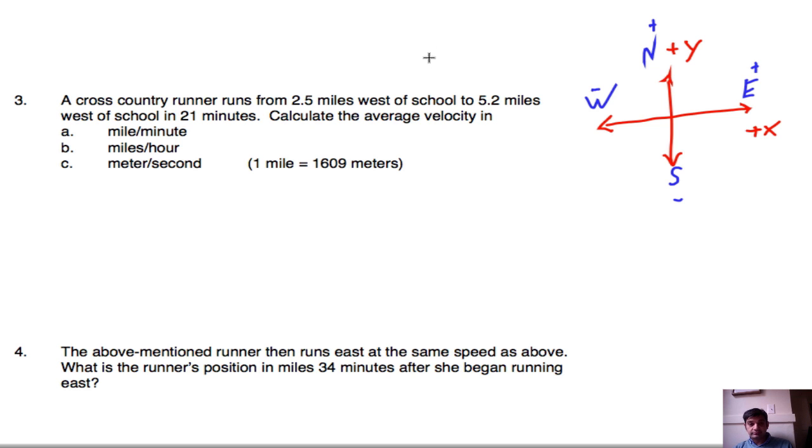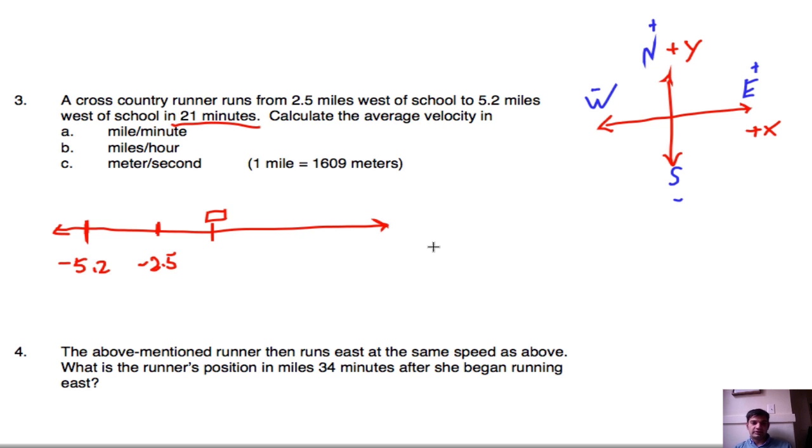So here we go. We have a cross-country runner, and so we're going to use school as our reference point. So here's a school. Okay, and we go from 2.5 miles west to 5.2 miles west in 21 minutes. So we want to calculate the average velocity in miles per minute. So let's see how this person runs.